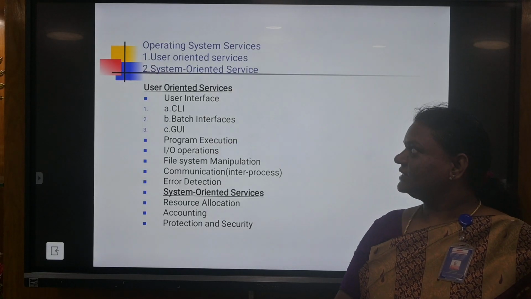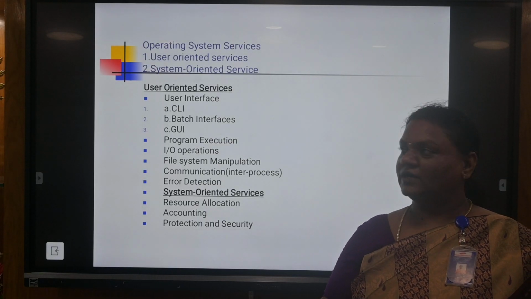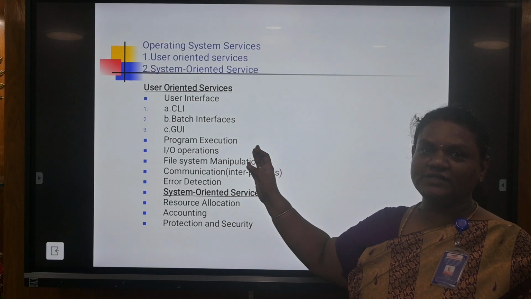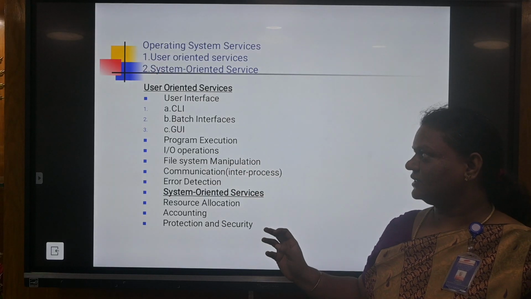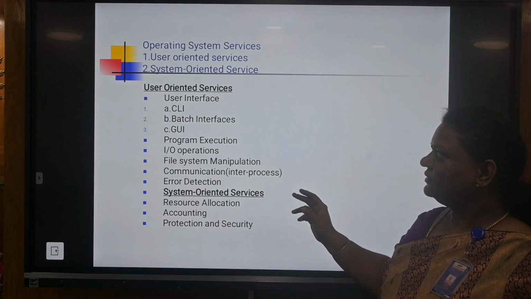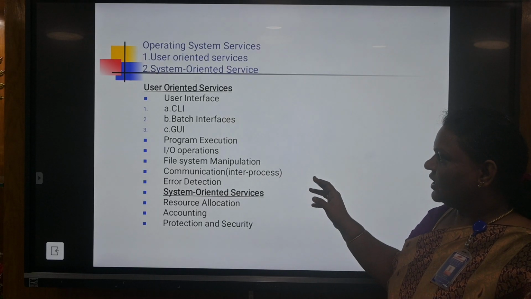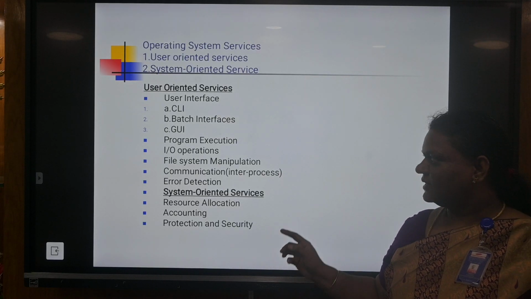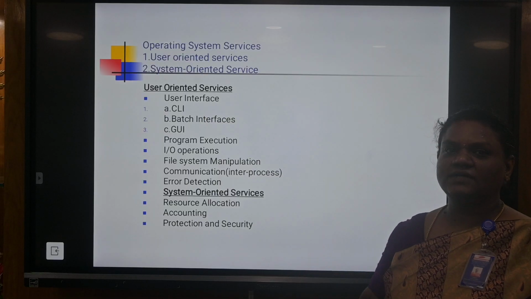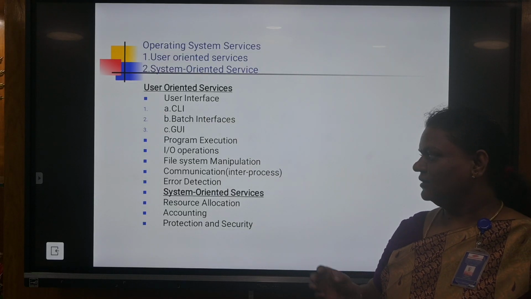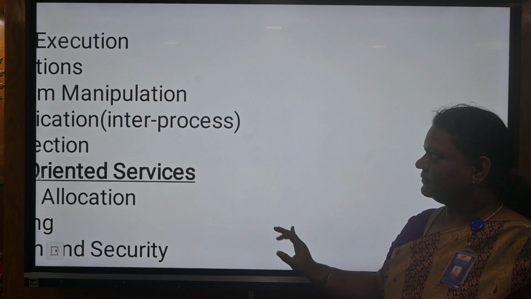User-oriented services are more of interfaces: a command interface, a batch interface, and a graphical user interface. Program execution, I/O operations, file system manipulation, communication, and error detection. System-oriented services are resource allocation, security, accounting.